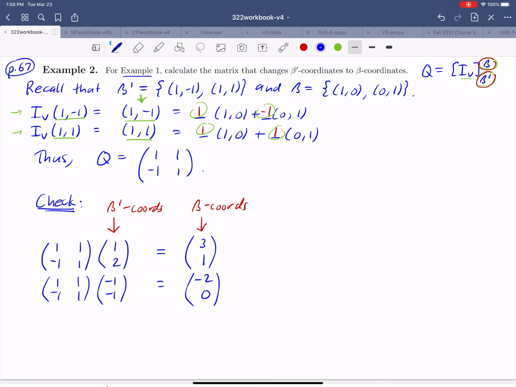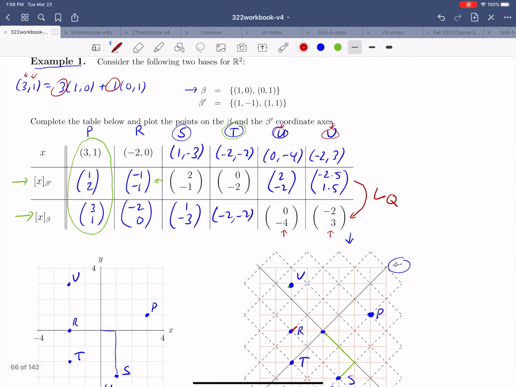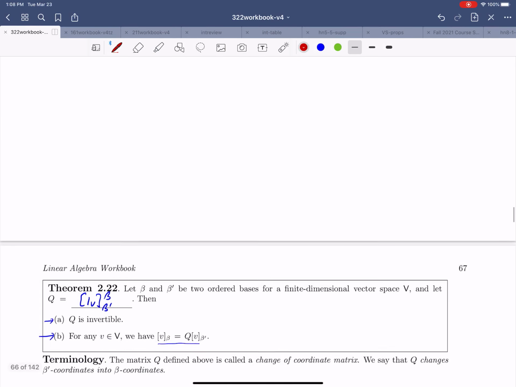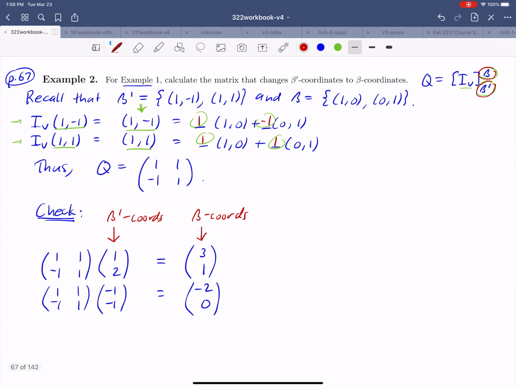This calculation is telling us that if we start with beta prime coordinates of (-1, -1), the corresponding beta coordinate should be (-2, 0). Notice, again, we can confirm that just by looking at these two entries. You can think of this change of coordinate matrix as being a kind of gateway. It takes us from beta prime coordinates to beta coordinates. You could try that experiment with any point on the table that you wanted to.